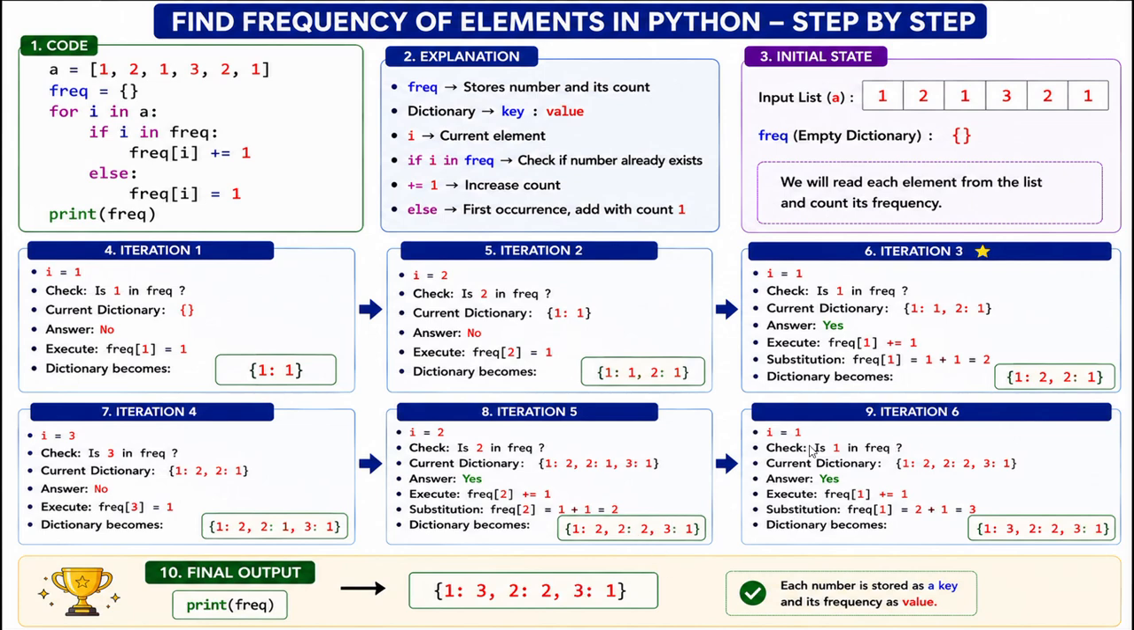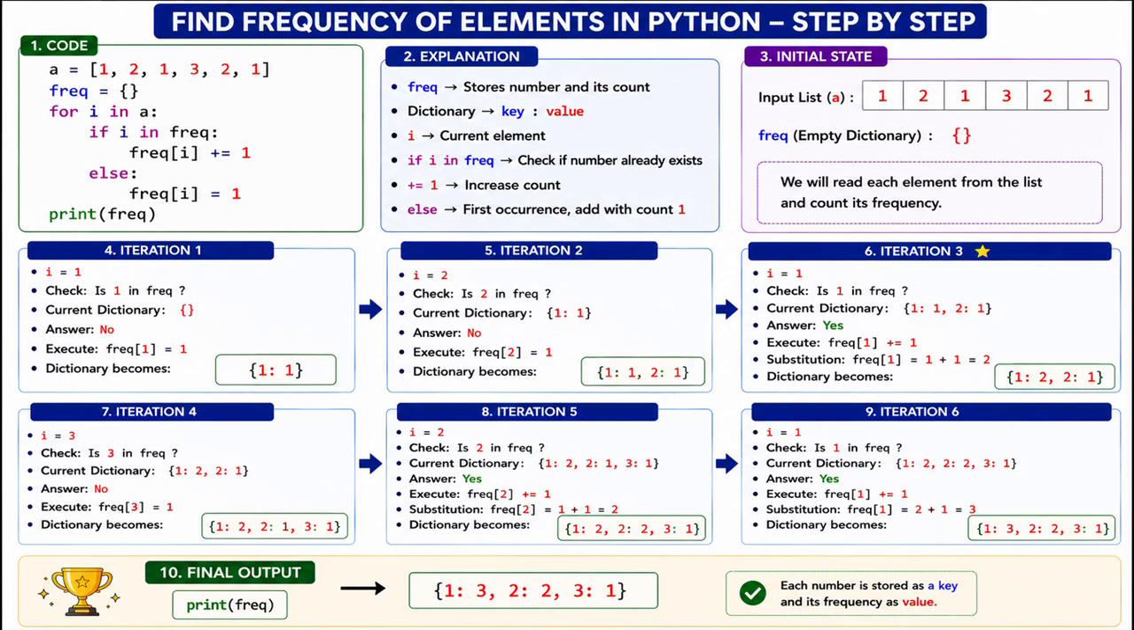Iteration 6. i equal to 1. Is 1 in the frequency? Once we check here, yes, it is already in the frequency. So again we have to count it. Frequency of 1 equal to 2 plus 1. Why 2? Because here it is already 2. It is repeated 2 times. That's why we are adding 2 plus 1 equal to 3. So 1 is repeated 3 times, 2 is repeated 2 times and 3 is repeated 1 time.